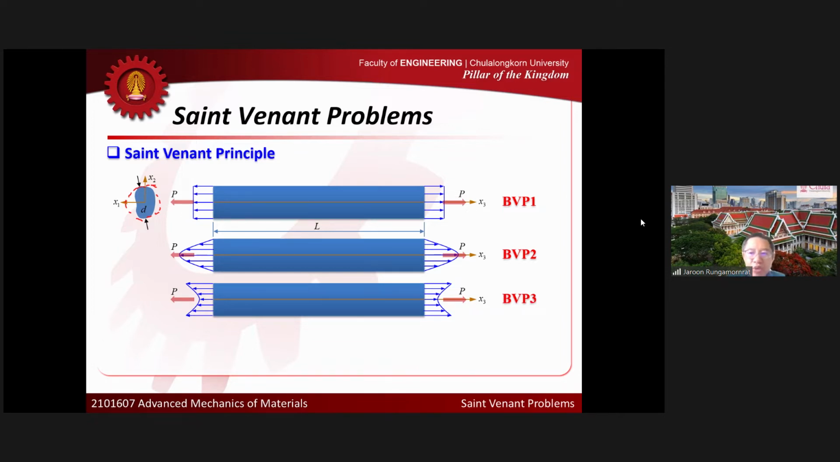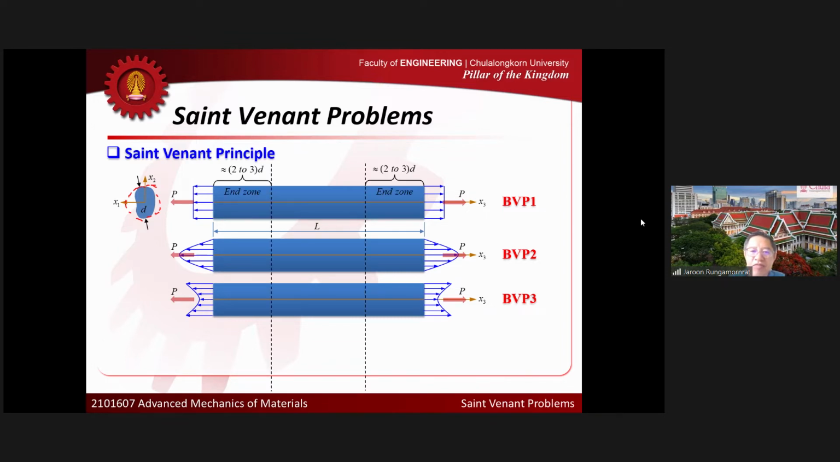I look at 3 different loading conditions. The same body, the same long body, but we apply different distributions of the traction at both ends. But the 3 have some common feature: the net force is the same, equal to P, but the net moment is 0. Now, what can I conclude from Saint-Venant's principle for these 3 problems?